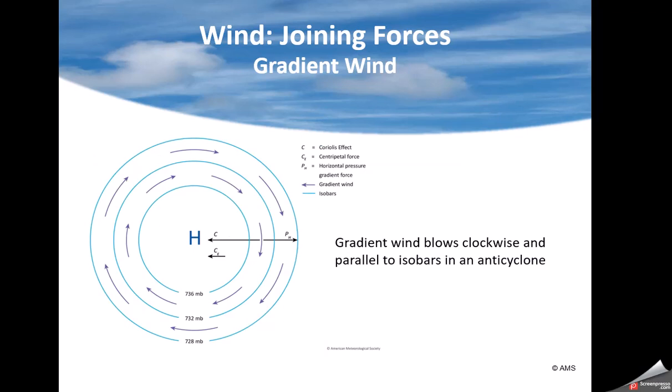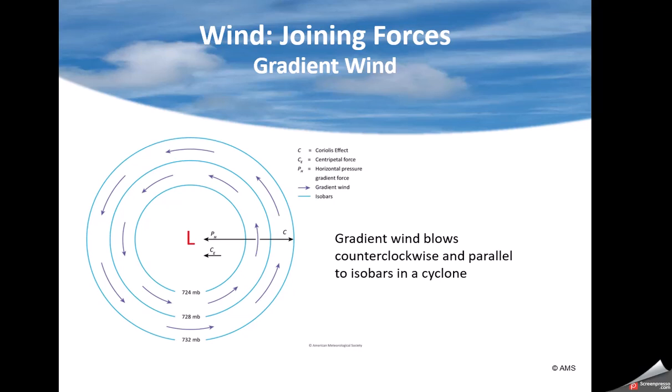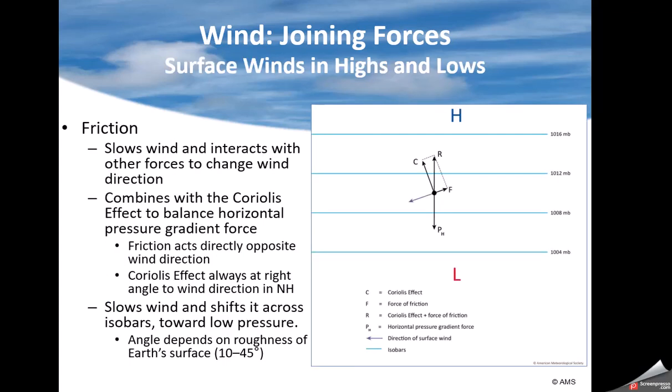Now you have the gradient wind. Oh yeah, we're going to add something else in here. We're going to add a centripetal force. So you have the Coriolis effect, you also have the pressure gradient, and you have the centripetal force. And that centripetal force is always changing, and it's what causes it to go in a circle. So the gradient wind will go clockwise or counterclockwise, depending on which low or high pressure.